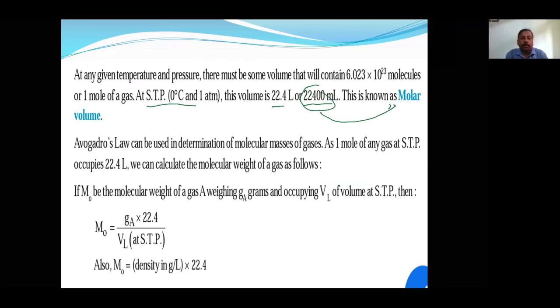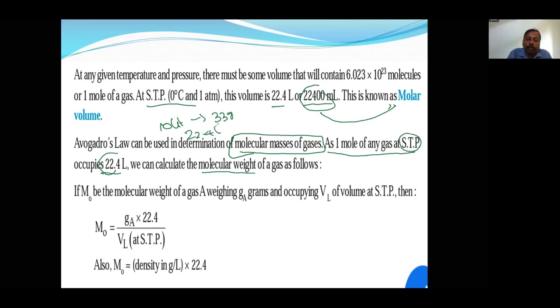Avogadro's law can be used for determination of molecular mass. That is one of the advantages of Avogadro's law. 1 mole of any gas at STP will occupy 22.4 liter. This we have already understood, and we can use it for molecular weight. Suppose they give 10 liters and 33 grams, then find its molecular mass. Simply, if 10 liters is 33 gram, then 22.4 liter will be how much? That is the molecular mass, because any gas will contain 1 mole of molecules, and the mass of 1 mole is called the molecular mass.